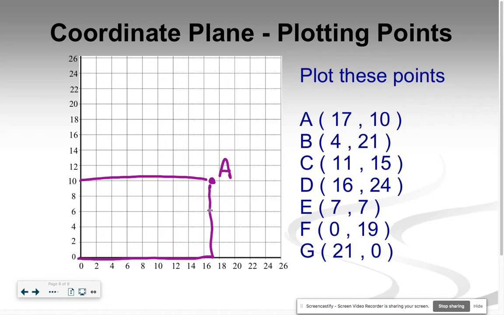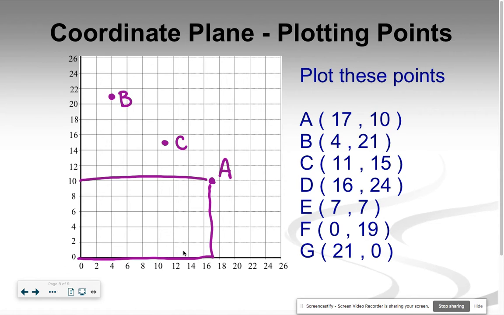Let's do point B now. We go over 4 and up to 20. And between 20 and 22, we'll get to 21. That's going to be point B. Always label your points. Point C, I go over to 11, and I'm going to go up to 15. Notice that one did not end up on any of the lines.